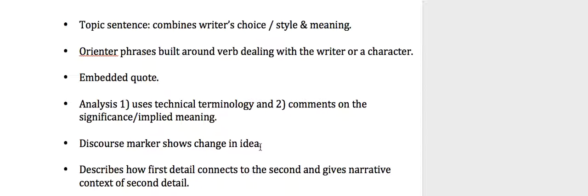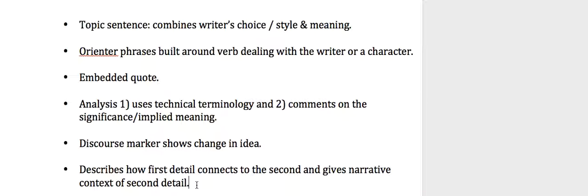When you're done with that, use a discourse marker to show the change in idea. However, further to this, in addition to this, following this, show that you're moving to a separate idea. Then, describe how the first detail connects to the second, and give the narrative context of the second detail, like we saw in the first paragraph.